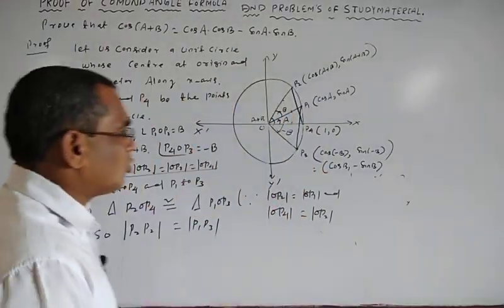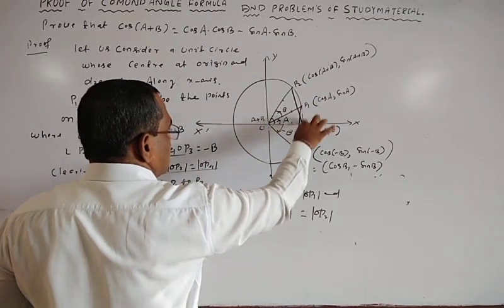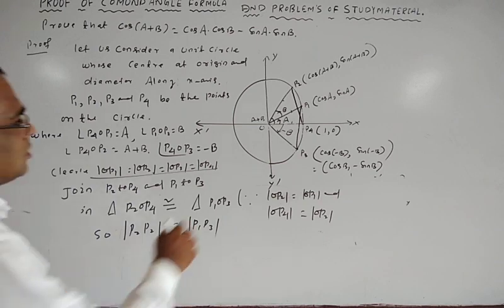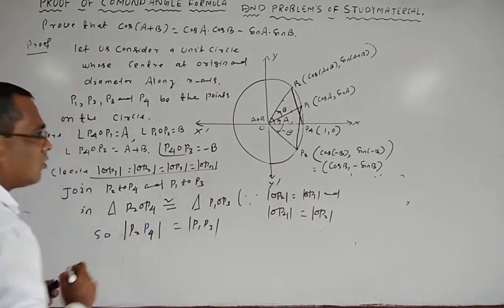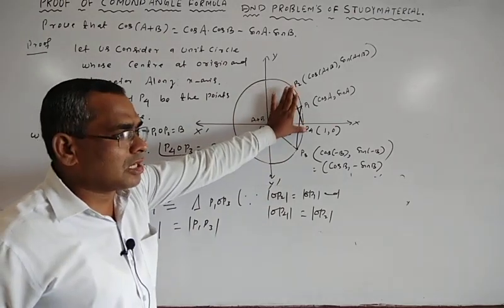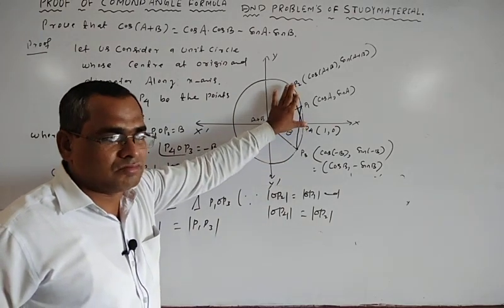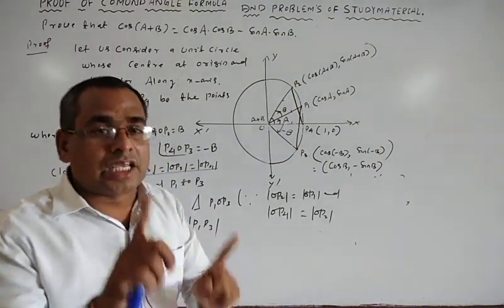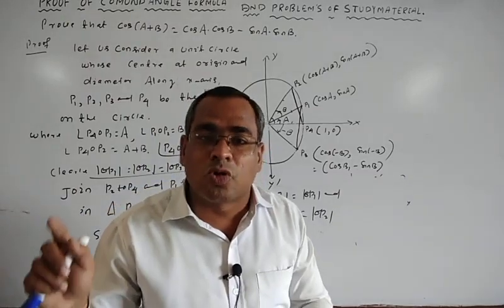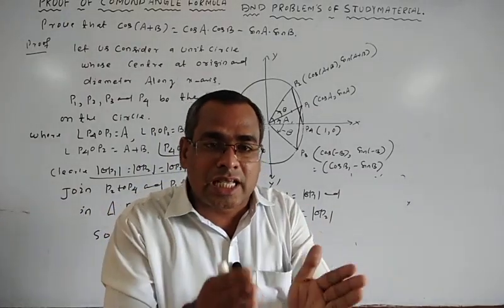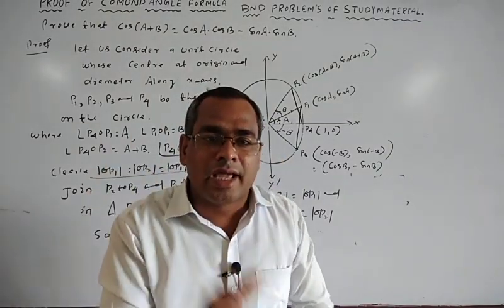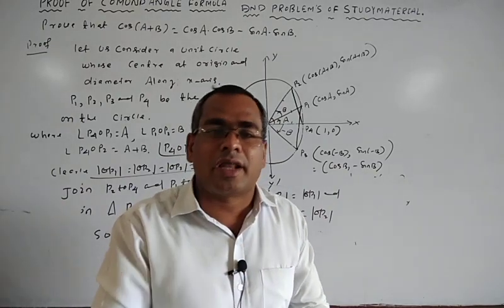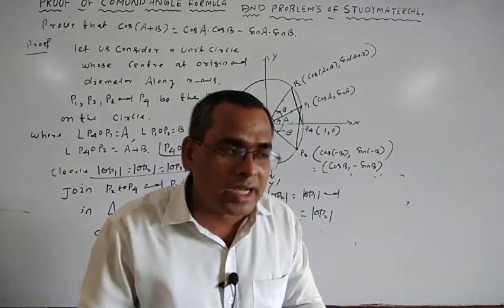So these two triangles are congruent, which means side P2P4 is equal to P1P3. So what is P2P4? Its length can be determined using 10th class knowledge. You know the distance between two points. If point A has coordinates x1, y1 and point B has coordinates x2, y2, the distance from A to B is the square root of the square of the x difference plus the square of the y difference, that is root over (x2 minus x1) squared plus (y2 minus y1) squared.